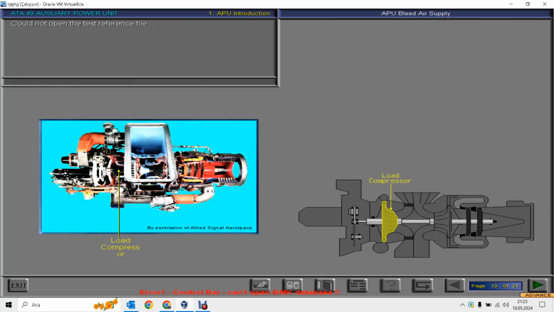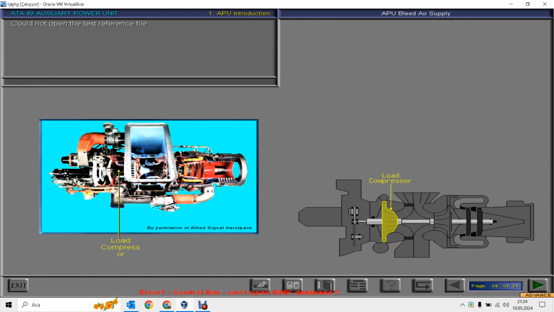APUs with load compressors are very fuel efficient. This is because the load compressors can be switched off if bleed load is not required by the aircraft. This means that EGT limits are not reached so easily because no air is taken from the combustor. This improves the lifetime of the APU.